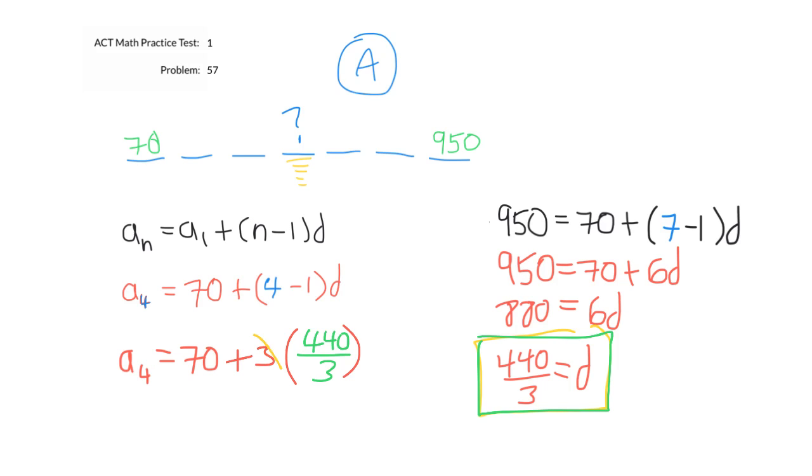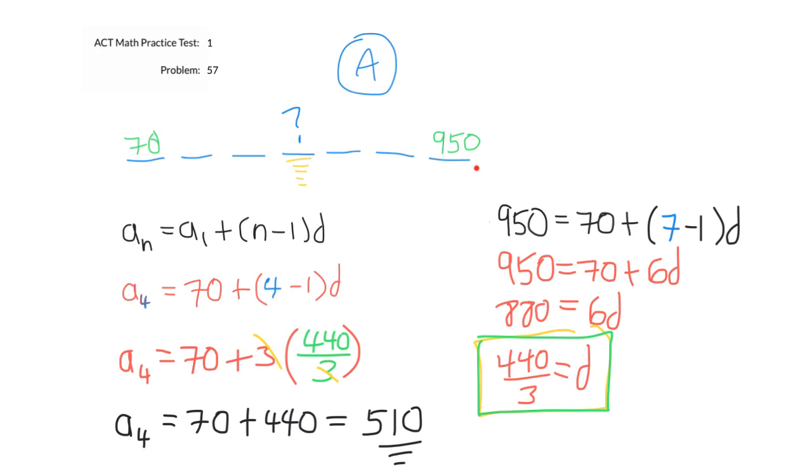And what do you know? The 3's cancel, which is great. So therefore, a sub 4 equals 70 plus 440. And that equals 510. Okay, so that is an example of an arithmetic sequence problem, and we just figured out what a sub 4 is.